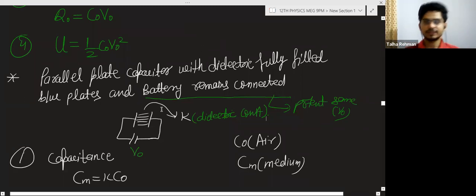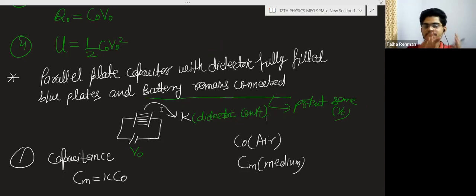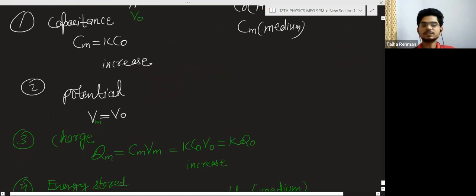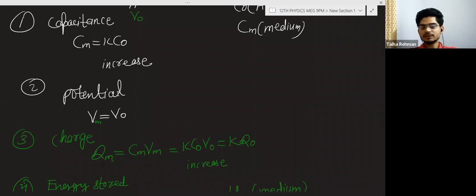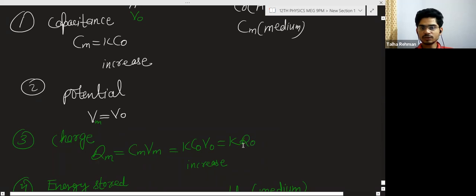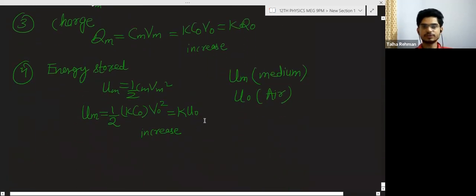What happened here? There is a parallel plate capacitor. Now what we have done, we have filled the dielectric in between the plates and a battery is connected. Okay, and this battery remains connected. In this condition, we are calculating the capacitance and the potential. Whenever the dielectric is placed, the capacitance becomes K times the capacitance in air, and the potential will be the same, that is V naught. Charge is capacitance into potential. So capacitance is becoming K times C naught and potential is remaining the same, so CV is equal to Q naught. It will increase, and similarly you can do it for the energy stored in the capacitor.